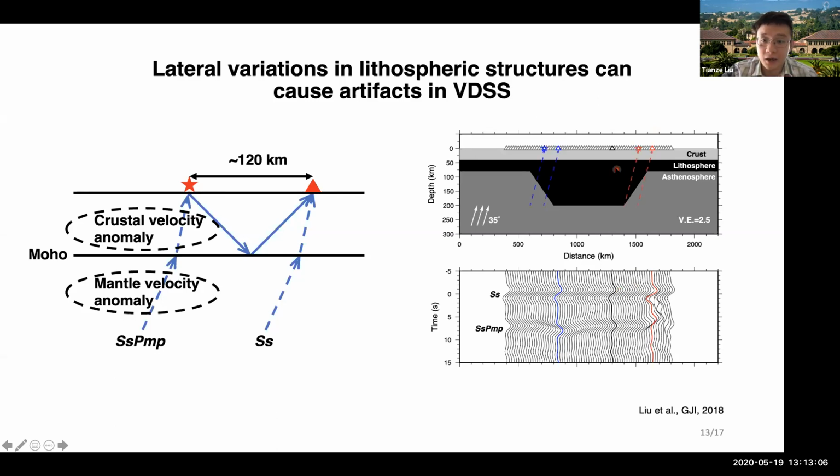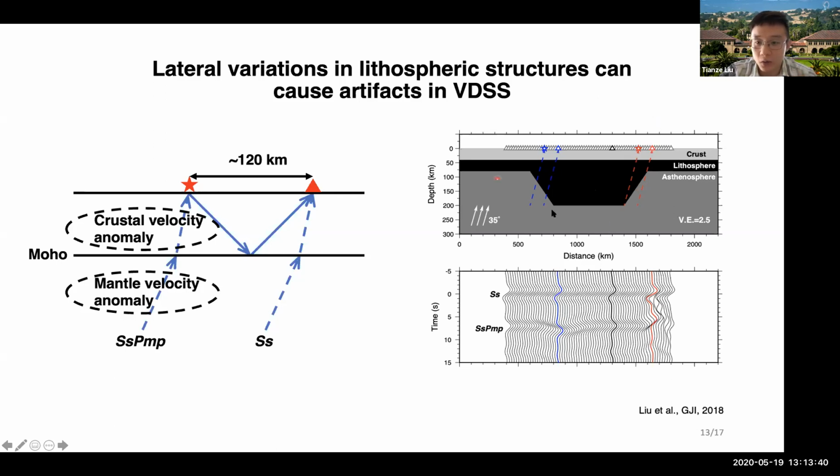This is because for the station at the western edge of the craton, the SS leg of SSPMP travels through more low velocity asthenosphere than the SS arriving at the station. This causes an additional delay on the SS leg of SSPMP, and this further delays the SSPMP arrival. On the eastern end, the cause is exactly the opposite.